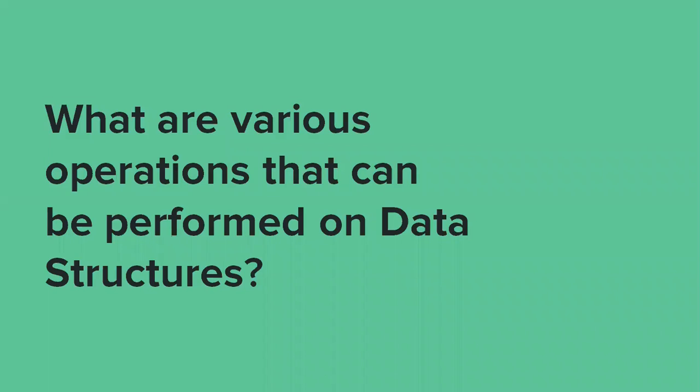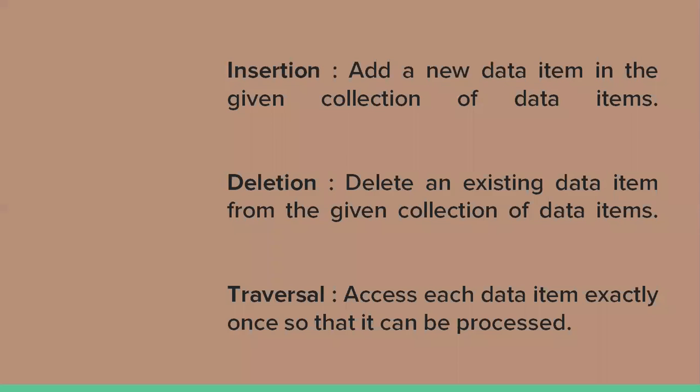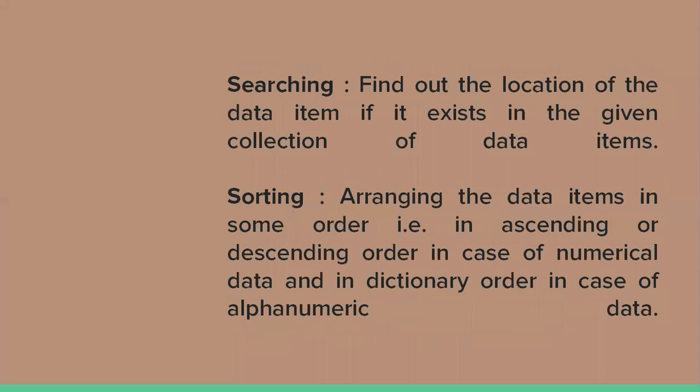What are various operations that can be performed on a data structure? Whenever we think of a data structure, the operations that can be performed are insertion, that is adding a data item to the given collection of data items. Deletion, whenever you want to delete an existing data item from the given collection, then that is deletion. Traversal, accessing each data item exactly once so that it can be processed and some operation can be applied on that. That is called traversal.